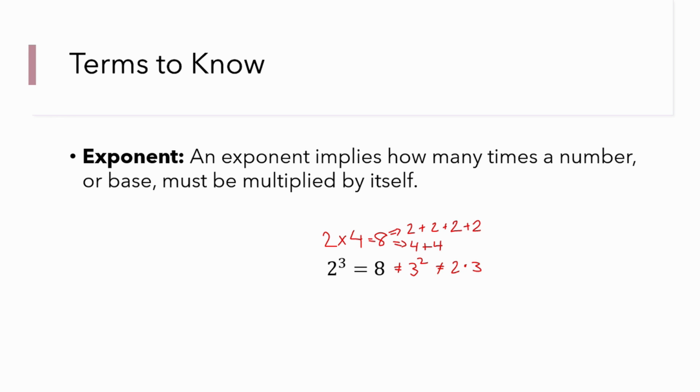So, given all this, how does 2 to the power of 3 work? 2 is our base. It is the number that must be multiplied by itself, however many times the exponent implies. 3 is our exponent. It tells us how many times 2, or the base here, must be multiplied by itself. So, we can say that 2 must be multiplied by itself 3 times. So this is equal to 2 times 2 times 2, because repeated multiplication.